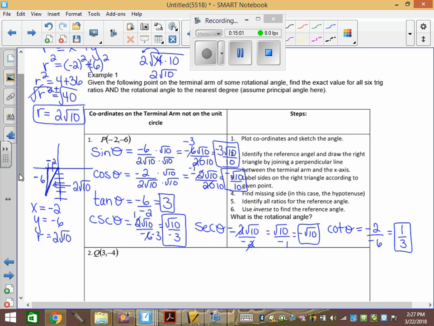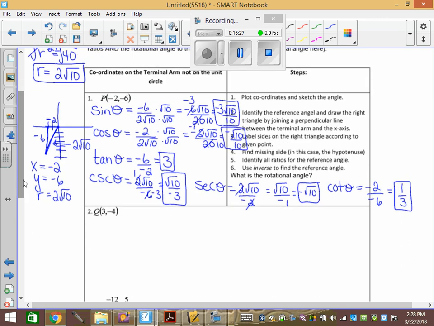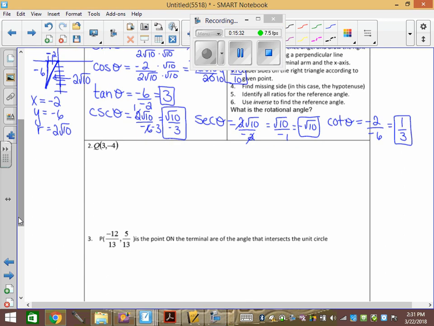Now, which trig ratios in here are positive in the end? Which trig ratios are positive? Tan and cotan. Which quadrant is it in? 3. What's positive in quadrant 3 using the CAST rule? Tan and cotan, so you know you're right. You try number 2. Number 2 is way nicer because there are no radicals. Try it out. Okay, so this one, you're going to have positive 3, negative 4.